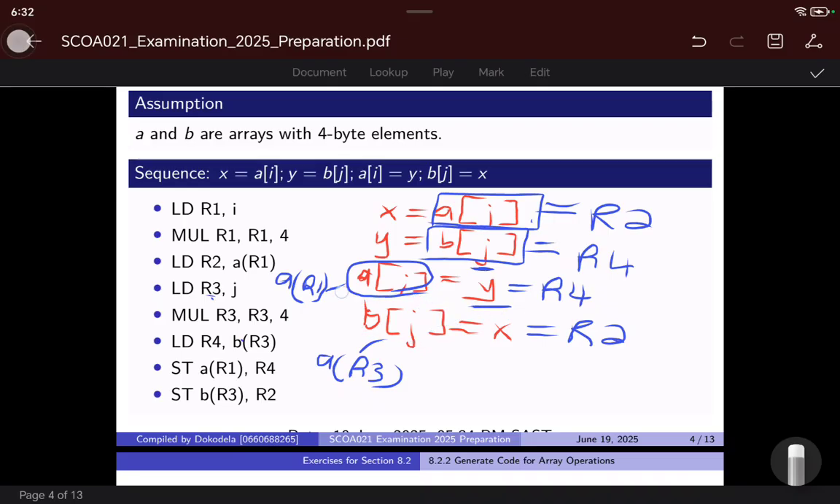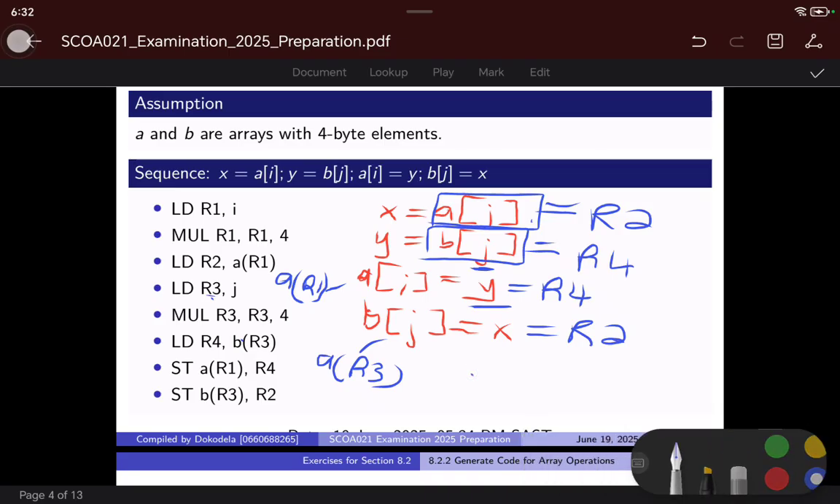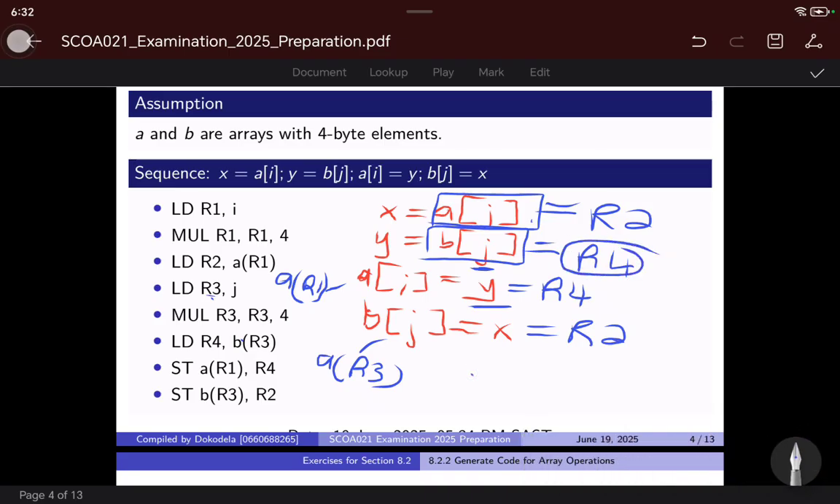So we know that it's going to be simple to store, as long as you know that Y is equal to R4, X is equal to R2. So I store into AR1, R4. And I store into BR3, and this one is B, BR3, I store R2. Then I'll be done for that expression.